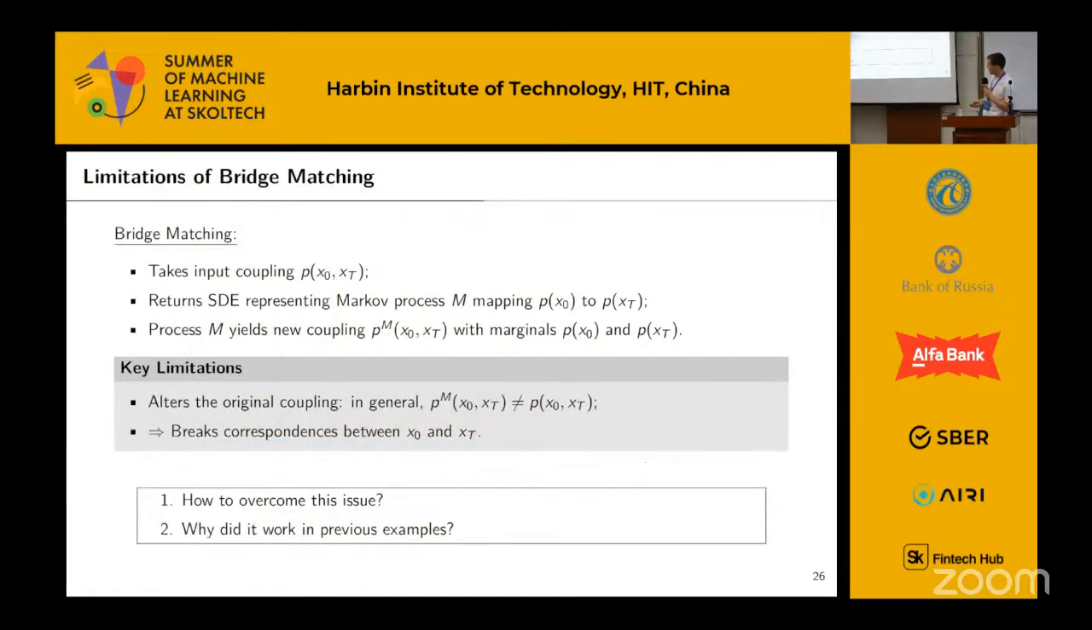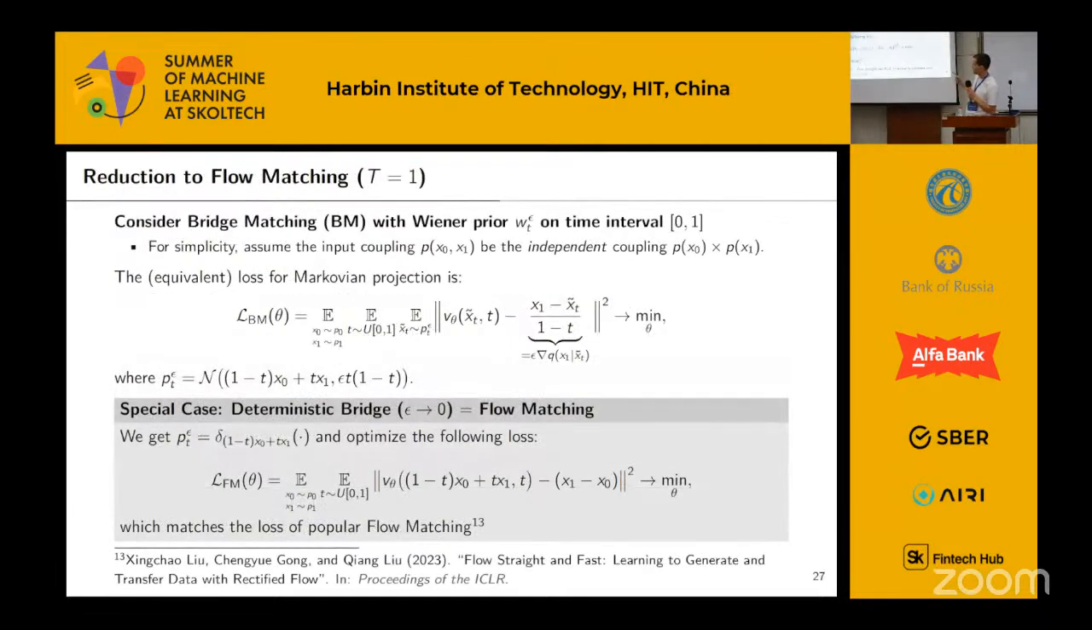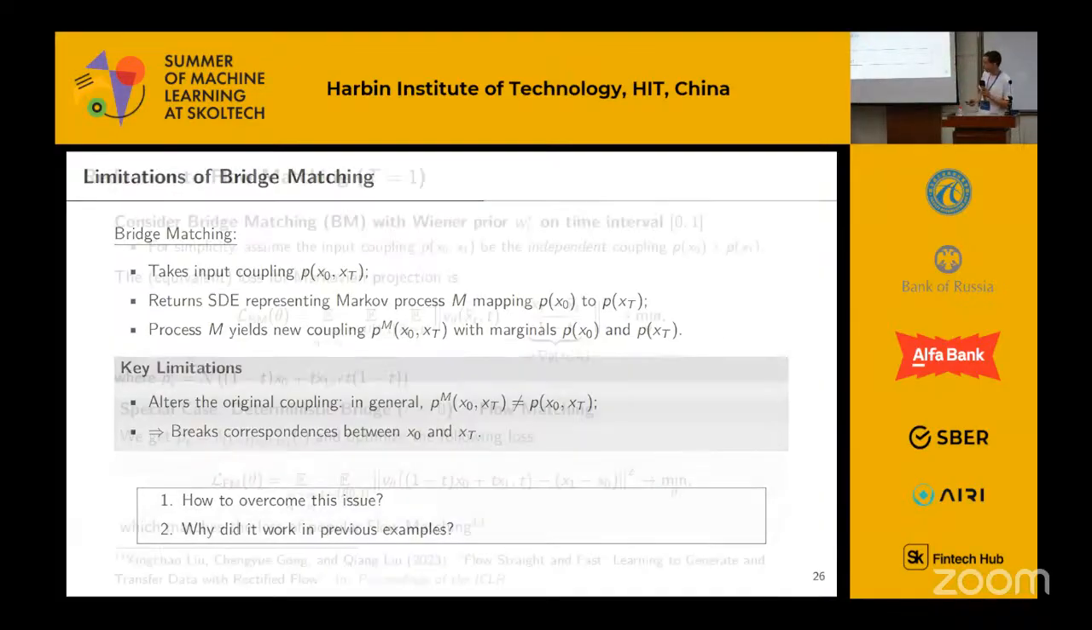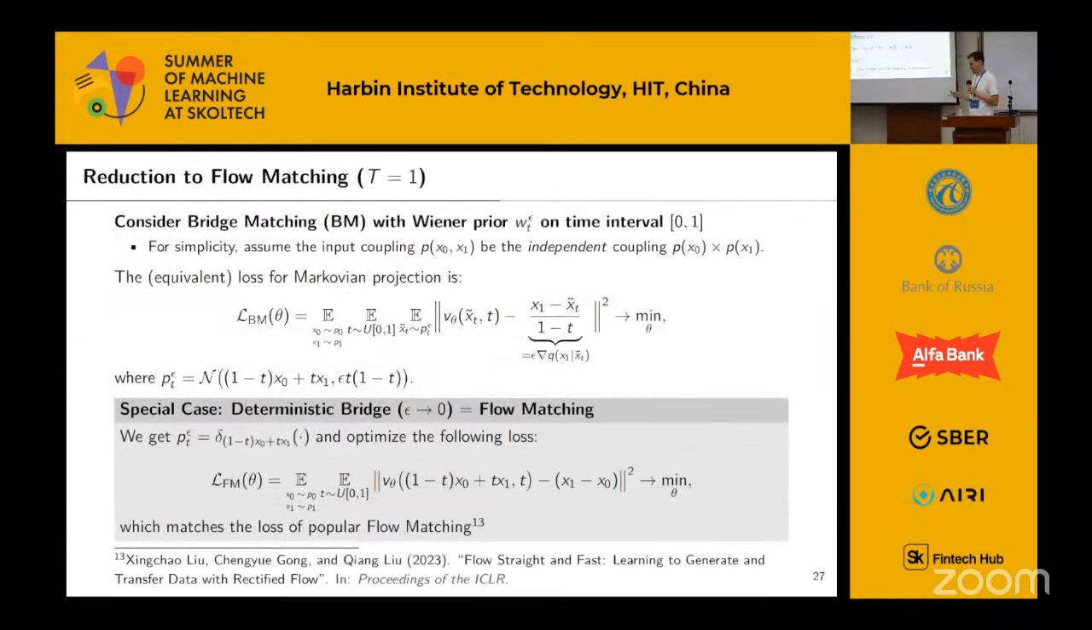But before this, we will talk about a particular case of bridge matching, conditional bridge matching, which is guaranteed to preserve the coupling. Conditional bridge matching is the stuff which is widely used in paired supervised learning problems when you have some coupling of data and you need to preserve it. But before that, let's discuss one very important moment.